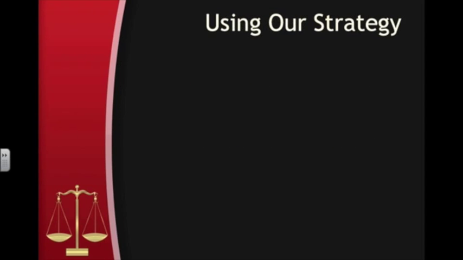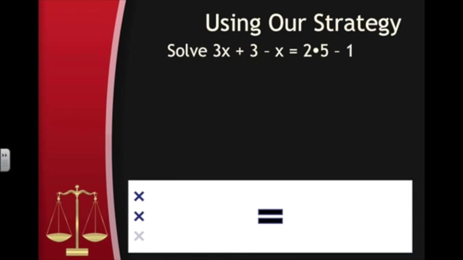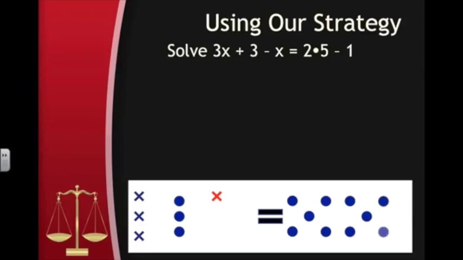Let's begin practicing our general strategy by solving the equation 3x plus 3 minus x equals 2 times 5 minus 1. Please note that blue objects represent positive values, while red objects represent negative values. Also, we are going to wait until the next lesson to work with equations that have variables on both sides, so for now, we don't need to worry about the second step. It's already done for us.